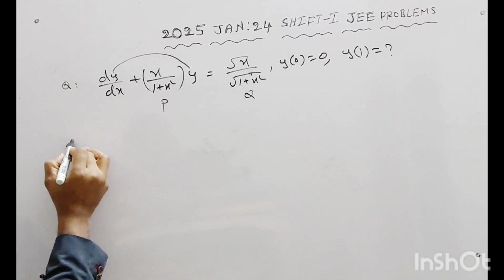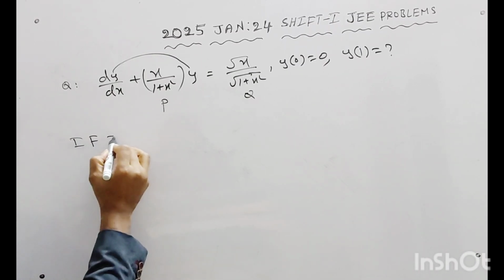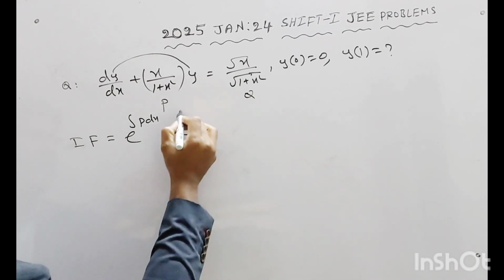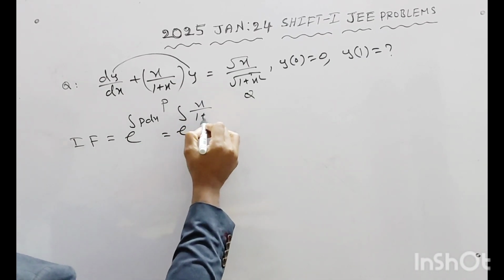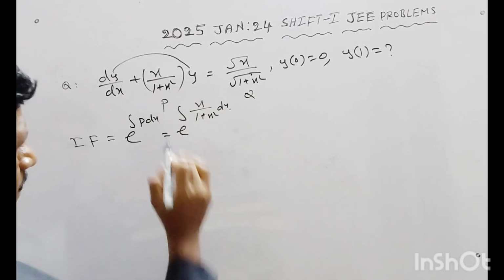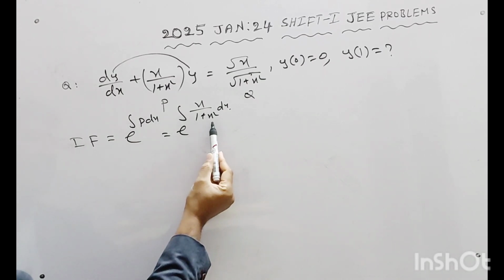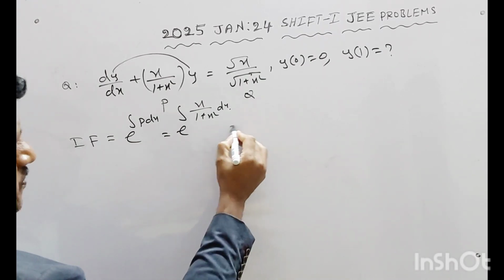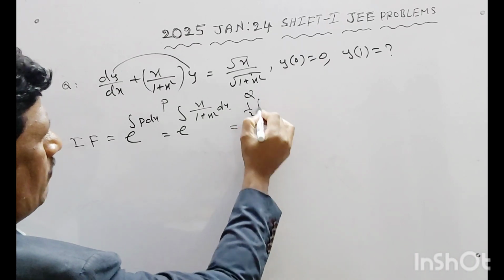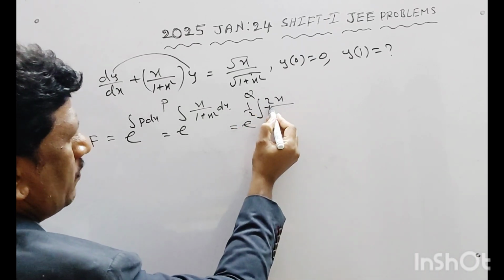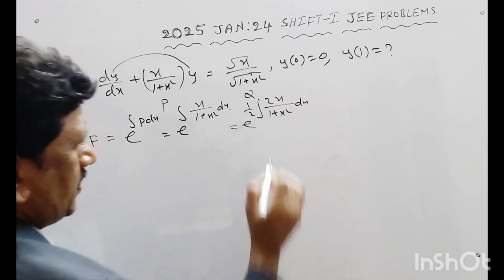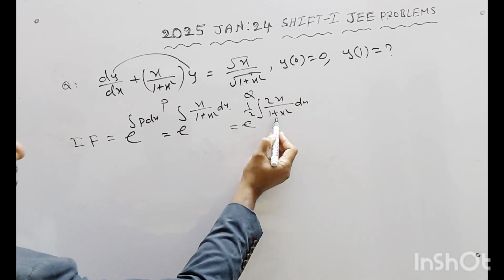First of all, you should find the integrating factor, e power integration of P dx. That means e power integration of x by 1 plus x square dx. The derivative of 1 plus x square is 2x. x is there, but 2 is not there. That's why you should multiply and divide by 2. So 2 multiplication, 2 division. So 1 plus x square dx, like this will come. The derivative of this part will be this one.